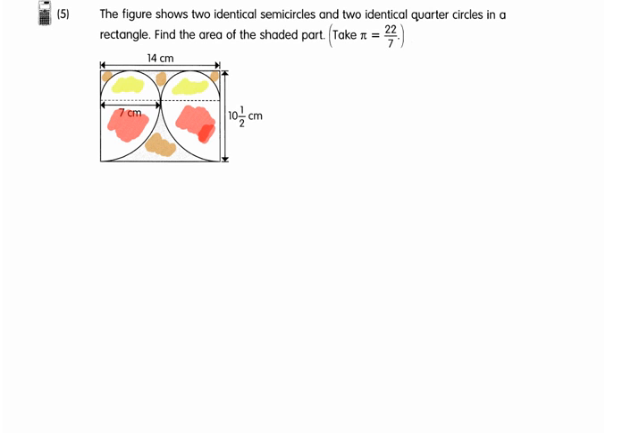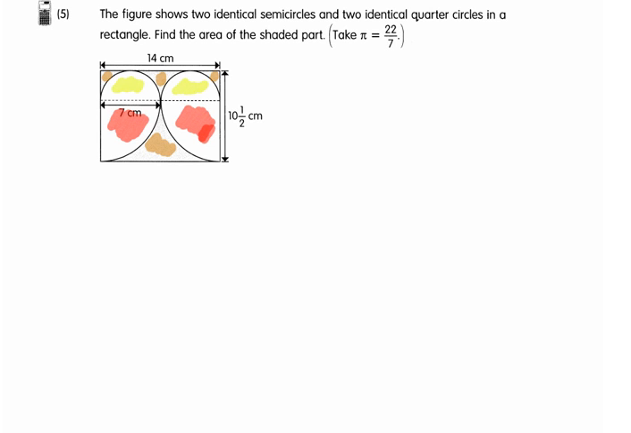Correct? So basically, to find the area of the shaded part, I must find my whole rectangle, yes or no? Because they say that these two semicircles and the quarter circles are found in a rectangle. So I must find my whole entire rectangle. I subtract one whole circle here, right? The yellow one is the whole circle, and the red one is the semicircle, yes or no? Okay, so let's find the yellow color, which is the whole circle.